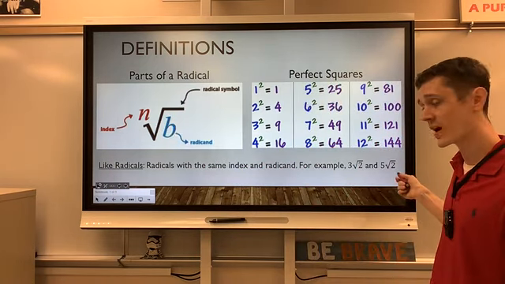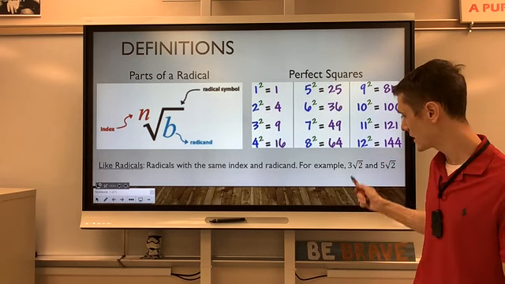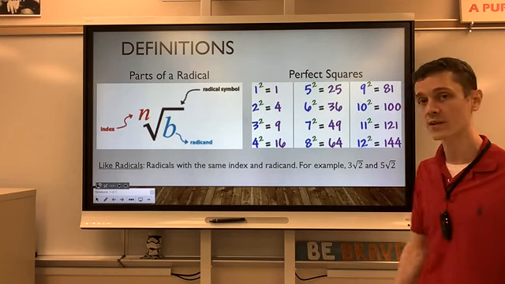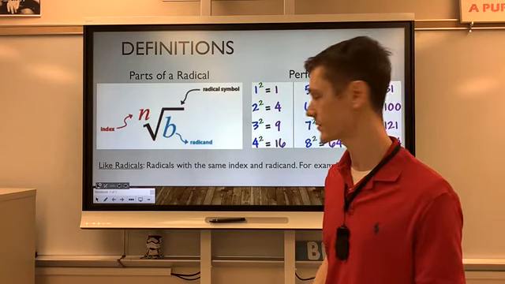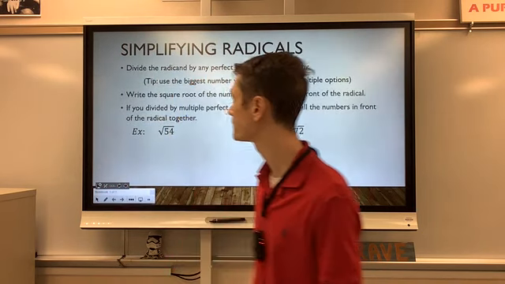So 3 root 2 and 5 root 2. It's okay for the coefficients to be different. It's the number inside the square root that has to match, and it's the index that has to match. These don't have an index written, which means it's the index 2 case. So let's look at some of the examples, and I'll come back to this slide occasionally.